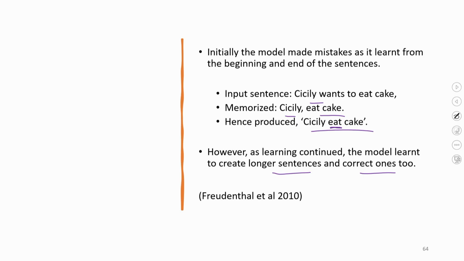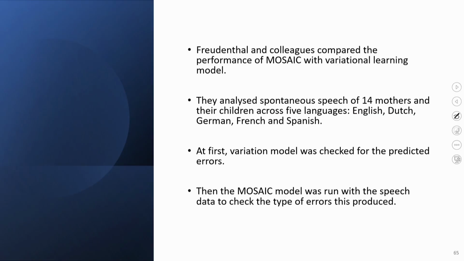This study was carried out by this group in 2010. Once the system was in place, they compared the performance of the Mosaic model with the VLM with respect to some speech data that they collected. They analyzed the spontaneous speech of 14 mothers and their children across 5 different languages: English, Dutch, German, French and Spanish, all the languages that we have been giving examples from. So, some of the major European languages, they collected data from the mothers' speech with the children.